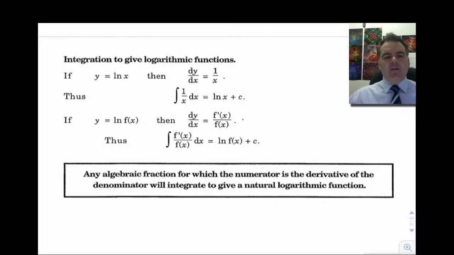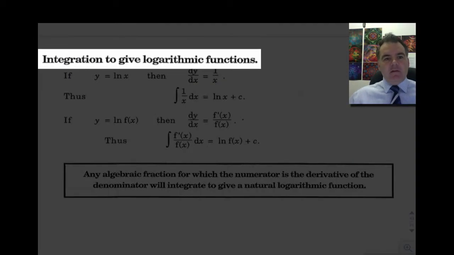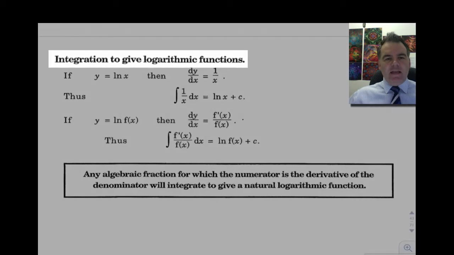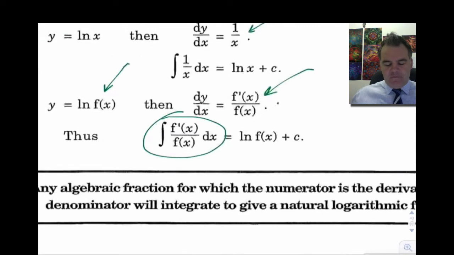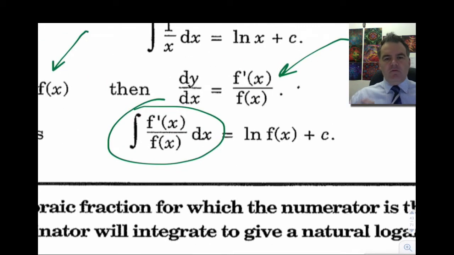Okay, so now for integration giving logarithmic functions. Same thing. Recall that when we had y equals ln x, then the derivative was 1 over x. And further to that, if we have ln f of x, then the derivative was the derivative over the original function. So working backwards now, if we have functions in this form, derivative over original, the integral of that function is ln of the function on the bottom line. That's a really important one to remember, and you'll see me do a few examples using that form.